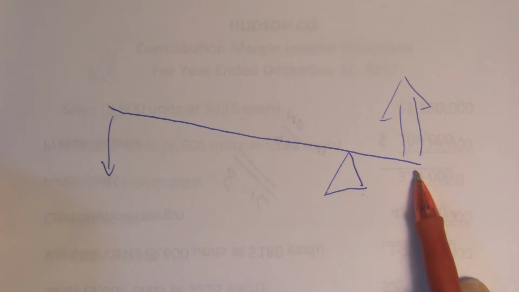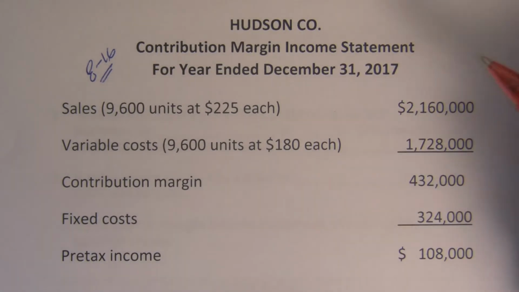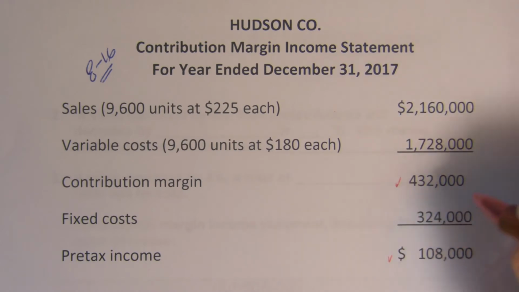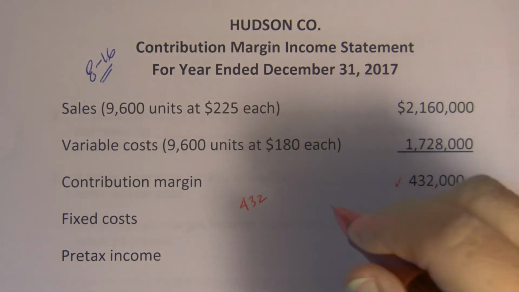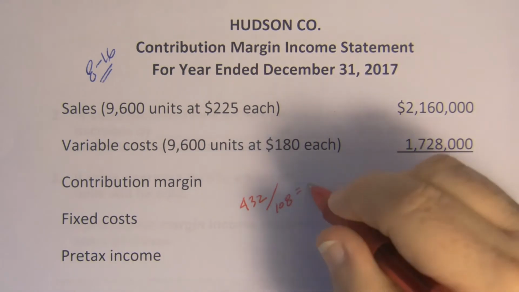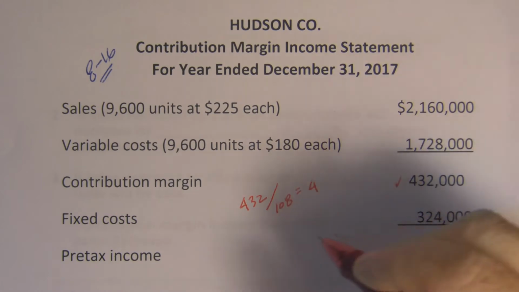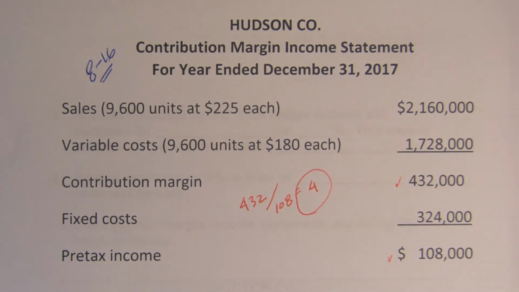The same thing happens in accounting, except the lever here is not a 2x4 on a rock. It's a computation of contribution margin divided by pre-tax income. So if we take 432, the contribution margin, and divide it by the pre-tax income of 108, we come up with a leverage of 4. That's an important number because that says that for every increase or decrease in sales, the income will increase or decrease by 4 times that amount. And that sounds almost too good to be true, but it truly is.